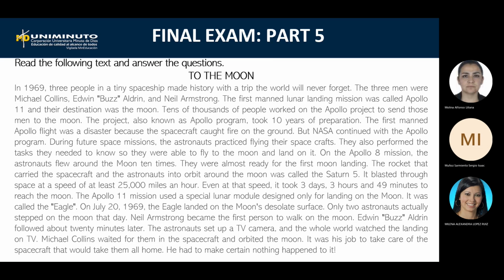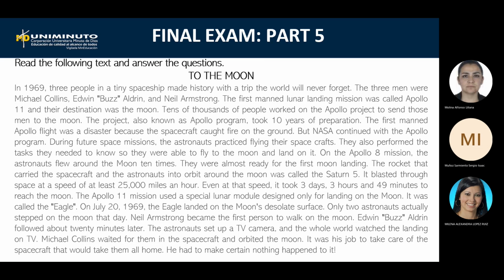The spaceship made history with the program, with Buzz Aldrin and Neil Armstrong. The first named lunar landing mission was called Apollo 11, and their destination was the moon. Tens of thousands of people worked on the Apollo project to send those men to the moon. The project, also known as the Apollo program, took 10 years of preparation. The first Apollo flight was a disaster because the spacecraft caught fire on the ground. But NASA continued with the Apollo program.